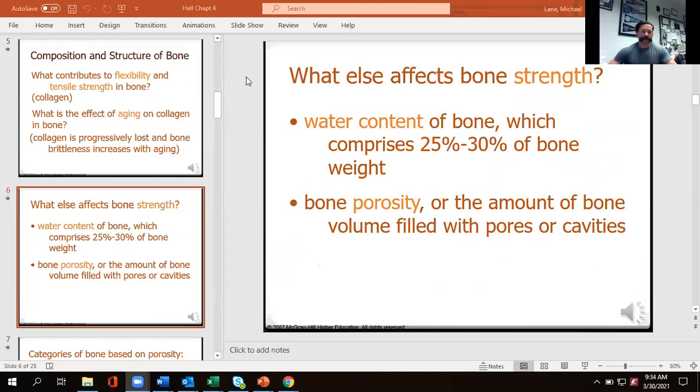Now, a decent amount of your bone is water, and bones are naturally porous. Inside of the bone there's a lot of empty space. In fact, that's where we find our wonderful bone marrow, which produces our red blood cells and our white blood cells.